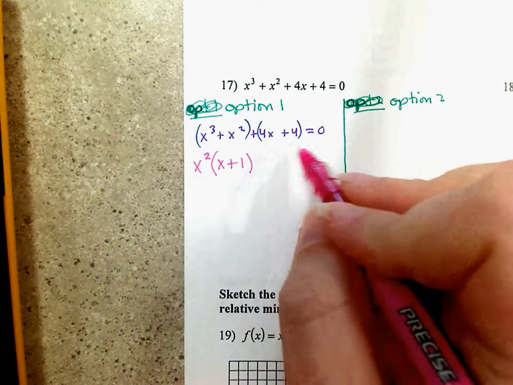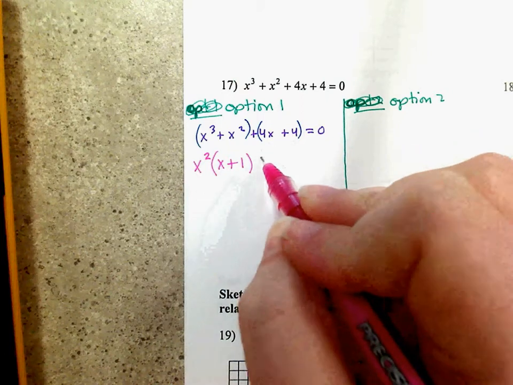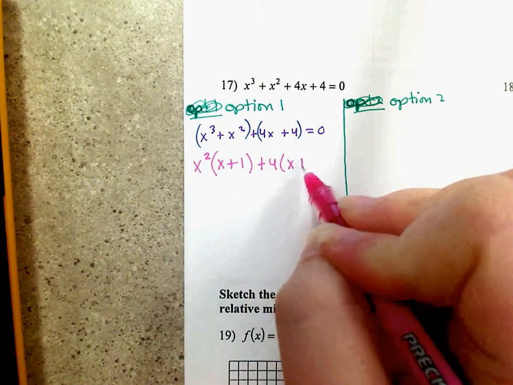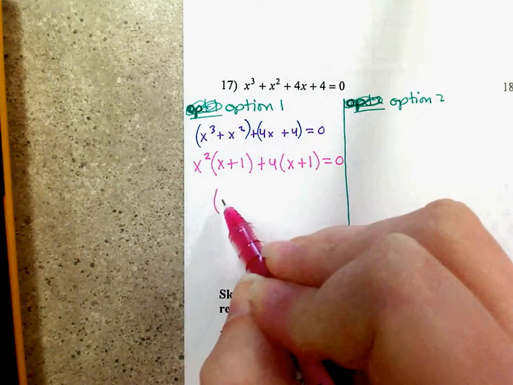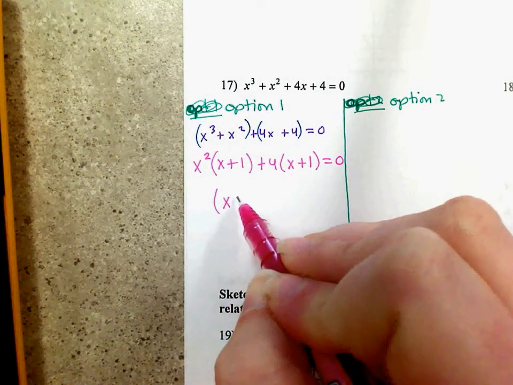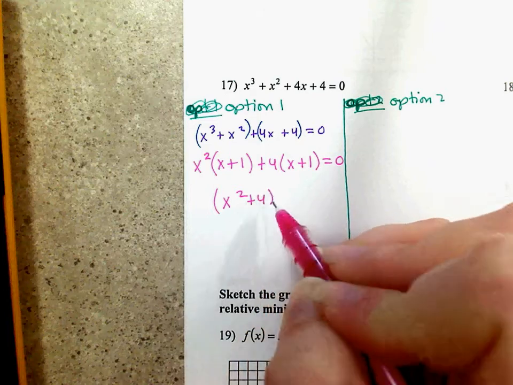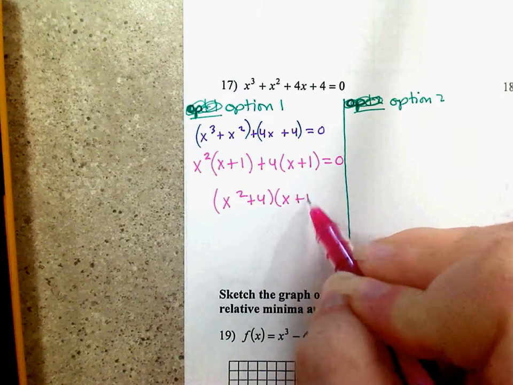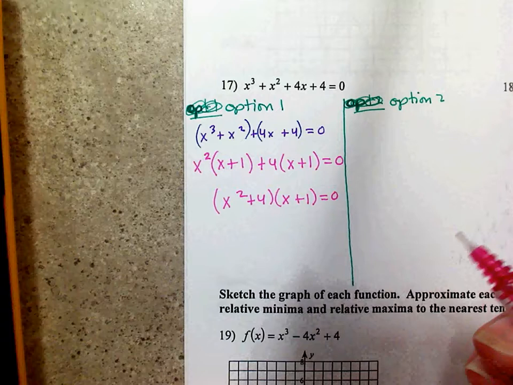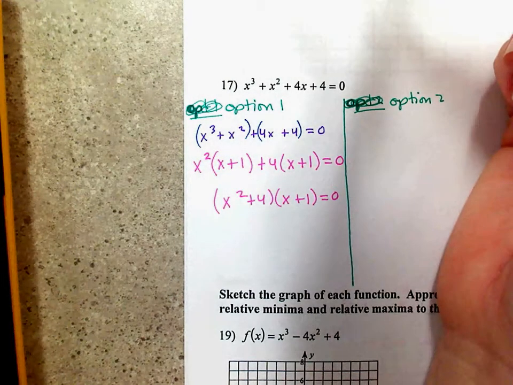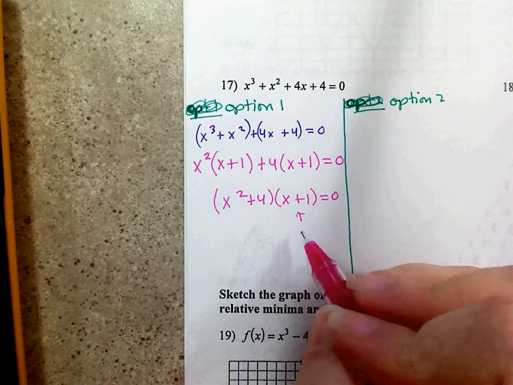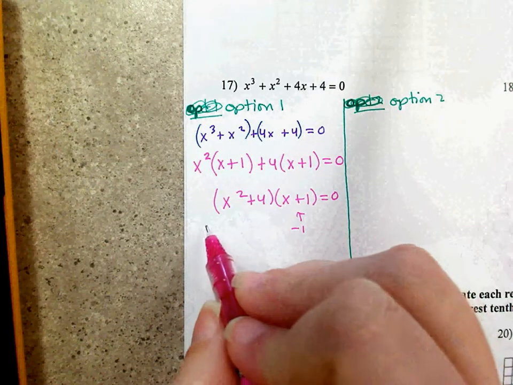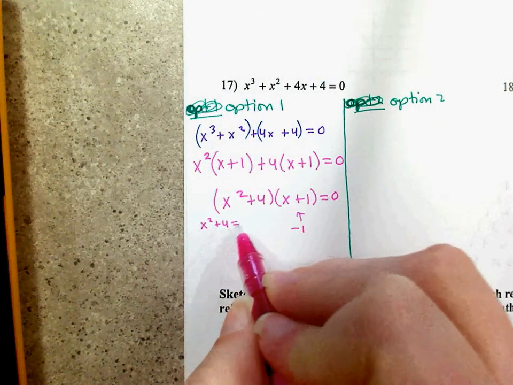I'm left with equals 0. Okay, so what do I write now? X squared plus 4 and then x plus 1. So it does say find all the roots, right? So when does this equal 0? When does this equal 0? Shall we solve it?